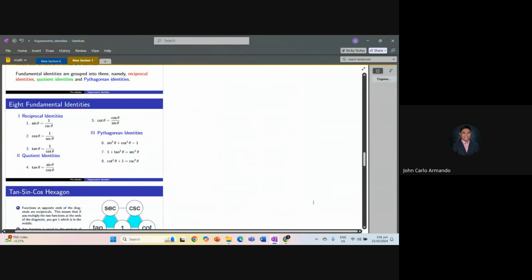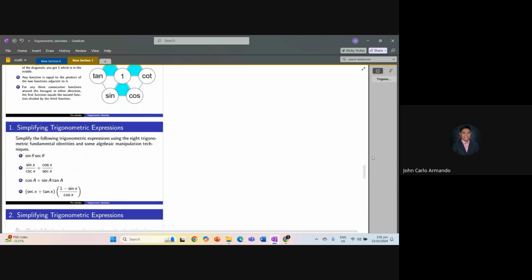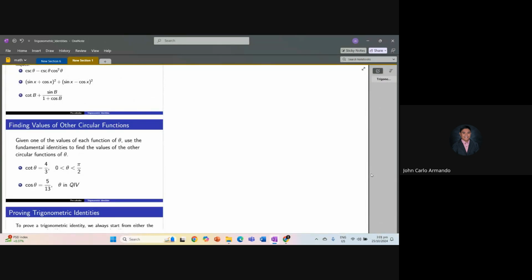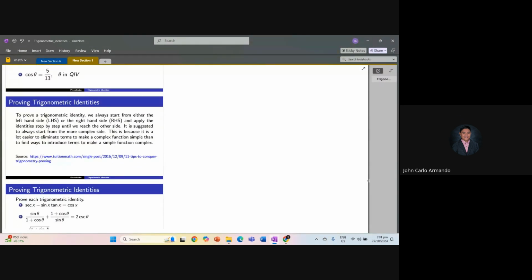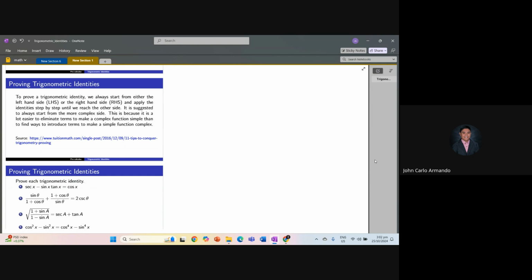Okay, so this is the eight fundamental identities. Last time we talked about the process of simplifying trigonometric expressions and finding the values of other circular functions using the identities. And now we have proving trigonometric identities. Take note that when proving trigonometric identities, you have to manipulate one side of the equation to make it identical to the other side. But there are cases where you have to manipulate both sides so that the left and right side become identical.